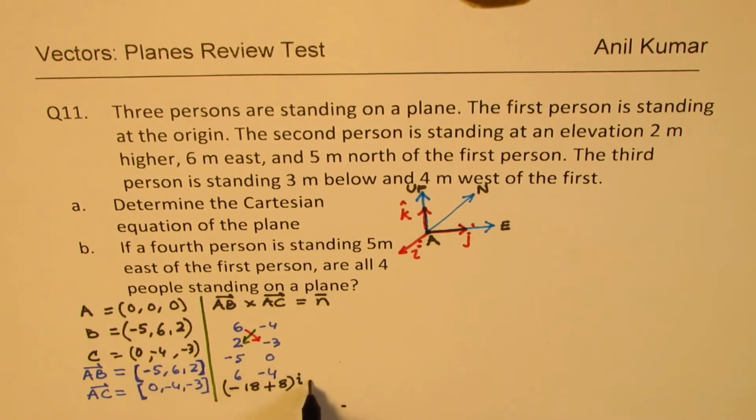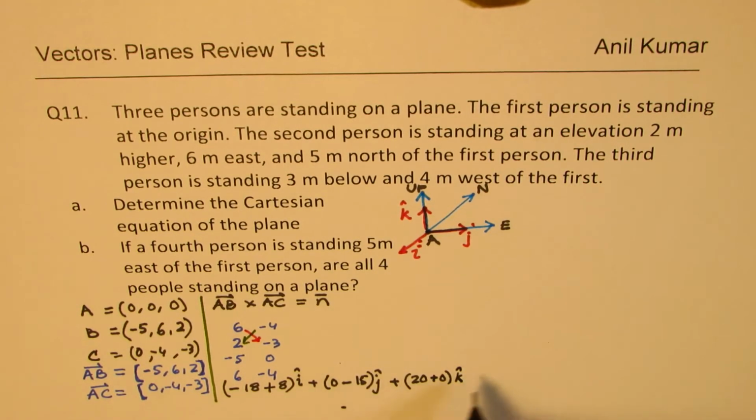Now along J, we get 2 times 0, which is 0, and then we get negative of this, minus this is plus, so we get minus 15. That is J, right? And plus K, the coefficient K will be minus, and minus becomes plus 20, and that is 0, right? So plus 0 K. So that gives you the normal vector n, correct?